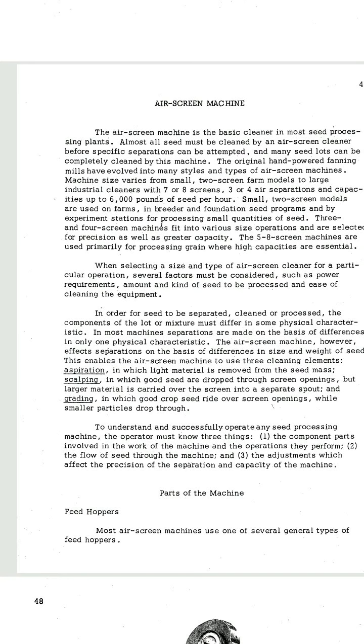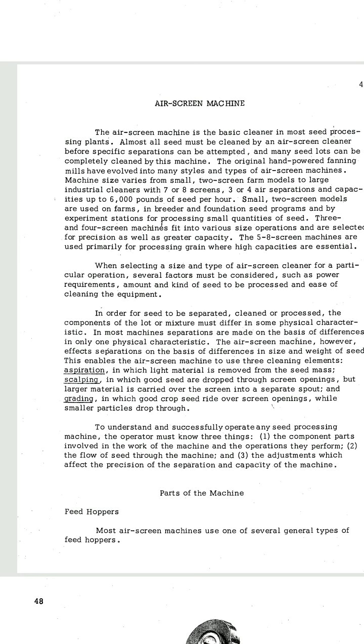Today our topic is the air screen machine. The air screen machine is the basic cleaner in most seed processing plants. Almost all seed must be cleaned by an air screen cleaner before specific separations can be attempted, and many seed lots can be completely cleaned by these machines.